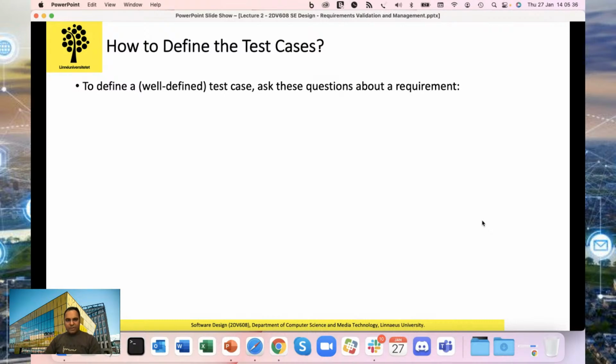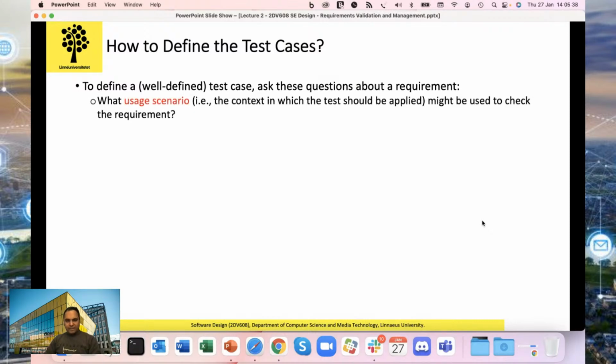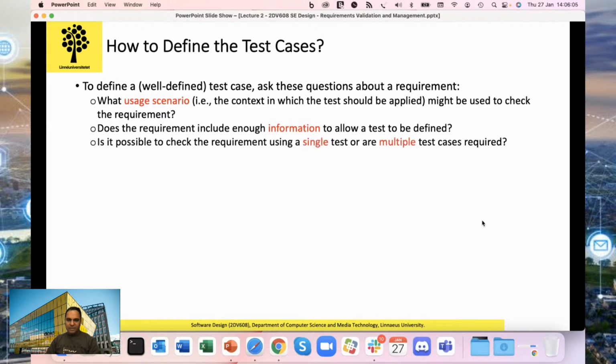How can you define a test case? You can define a test case by thinking of a use case scenario, by thinking about information. What information do you have in the requirement, and does it include enough information that you can use to define your test case? If it does not, that means again your requirements have a problem.